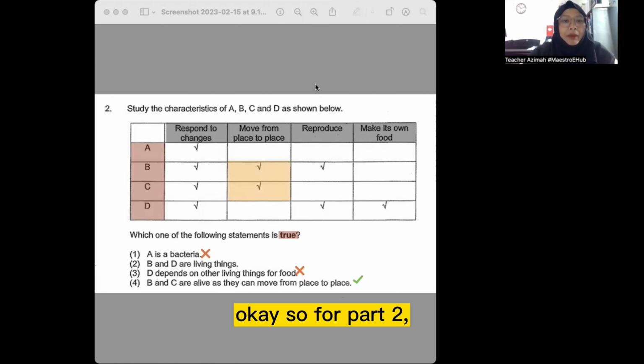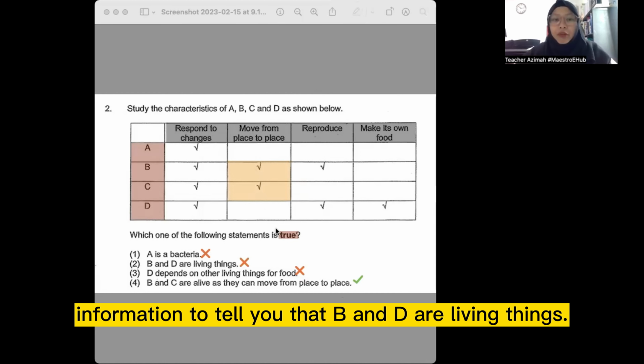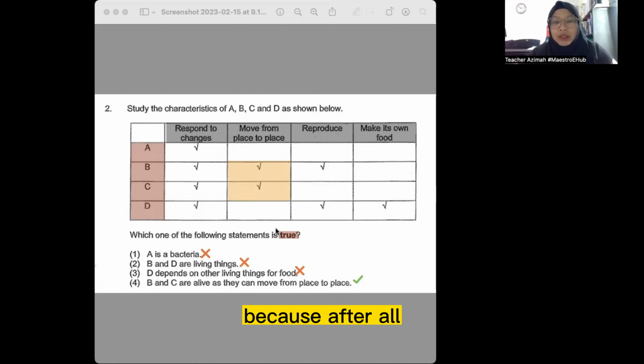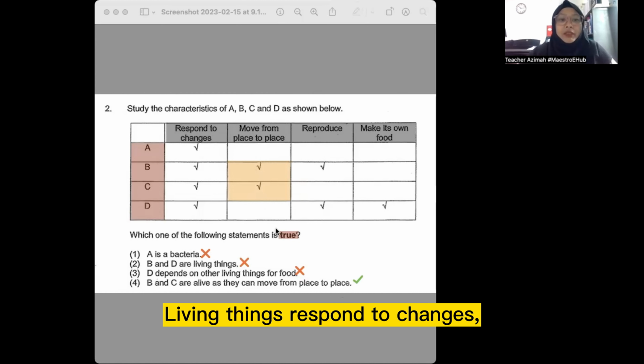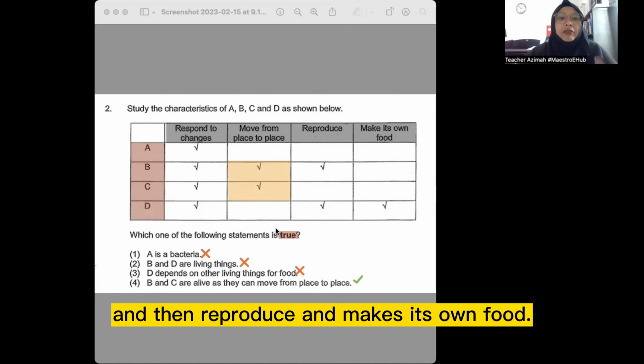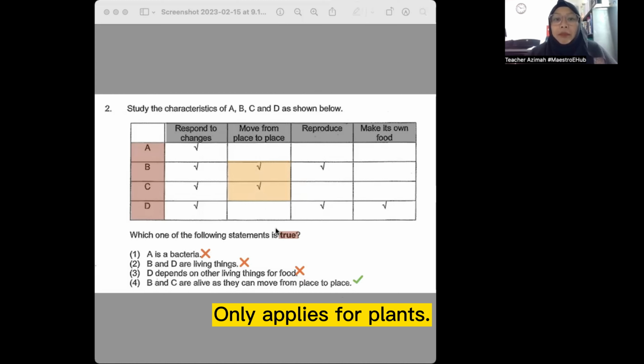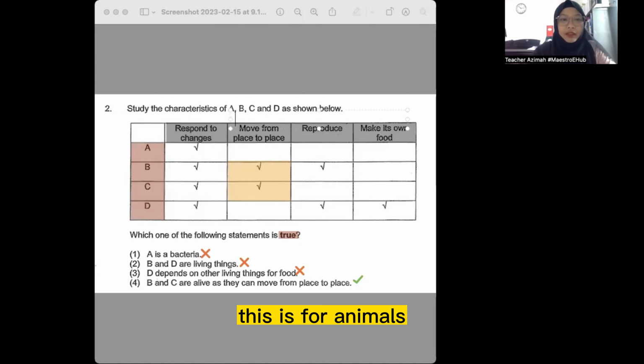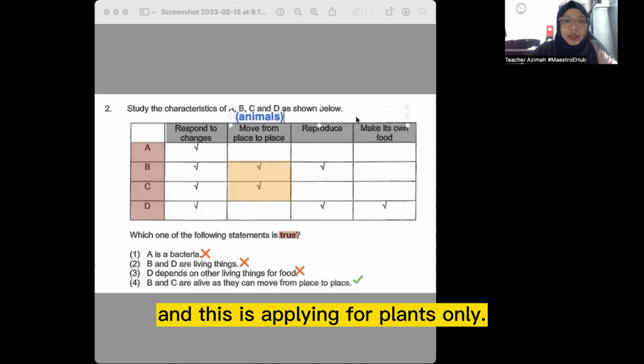Okay, so for part 2, living things is wrong because there is not enough information to tell you that B and D are living things. Okay? Because after all, living things respond to changes, move from place to place, okay, for animals, and then reproduce and make their own food only applies for plants. Okay, so let me put it here. This is for animals. And this is applying for plants only.